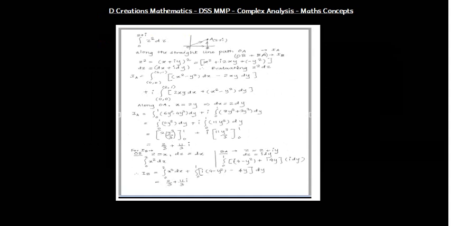While for the path OBA, we have to consider each case separately. In case of OB, there is no change in y, so dy is 0, but y itself has the value 0. While in case of BA, there is no change in x, so dx is equal to 0. So z has a value 2 plus iy and dz is equal to i dy. And then by substitutions, you are able to simplify your integrals. So solve them and you get your answer.